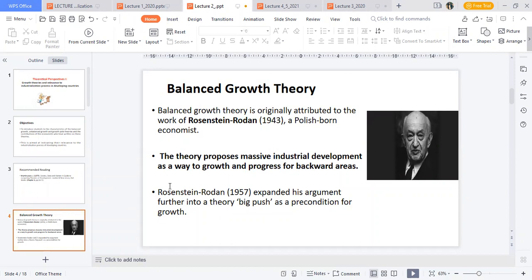He expanded his argument further into a theory, the big push, as a precondition for growth. He said that before a country can achieve economic growth, first of all you need to tune your mind to industrialization. That's how he expanded his argument to what we call the big push. A big push is a condition you need to meet before you can get to that level. Let's look at the big push.